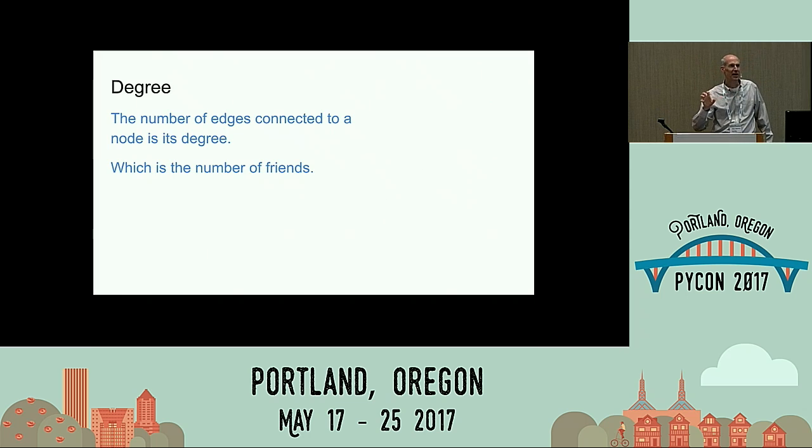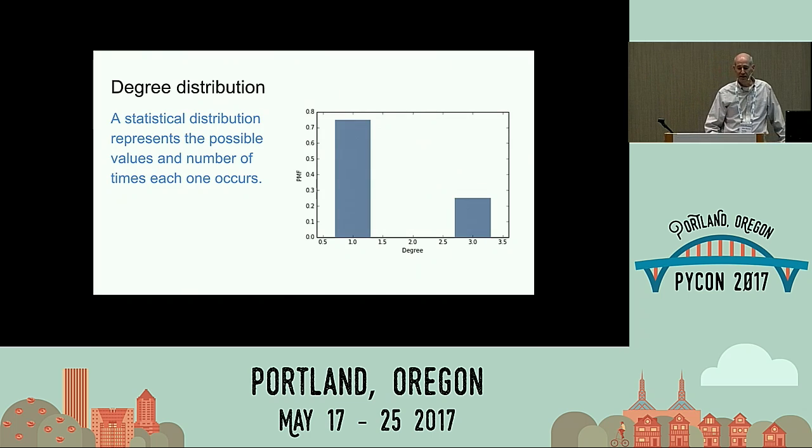A big part of what we're going to talk about is the degree of a node, which in the context of graphs, the degree is the number of edges that are connected to a node, and in the context of social networks, the degree is the number of friends that you have. We're also going to talk about the degree distribution. So if I look at a whole group of people, if I look at a social network, I could count up how many friends each person has, and then count up how many people there are with each friend count. And that's what this degree distribution looks like.